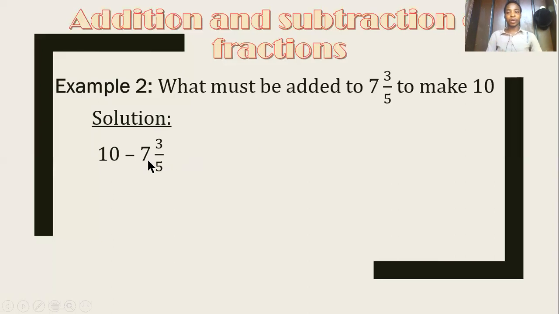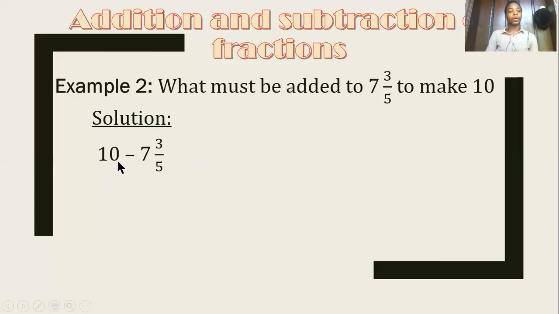So the easiest way I would suggest to you, and please pay attention, is that you borrow 1 from your whole number, in this case 10. Now when I borrow 1 from 10, what will be left there? 9, thank you. Now that 1 I borrowed would change to a fraction.